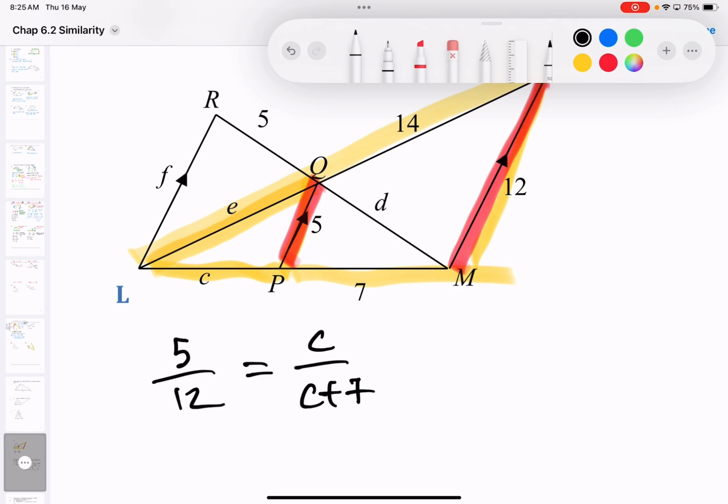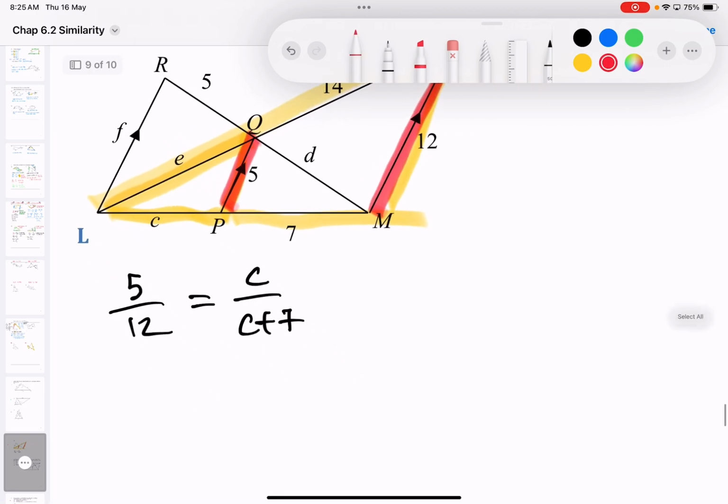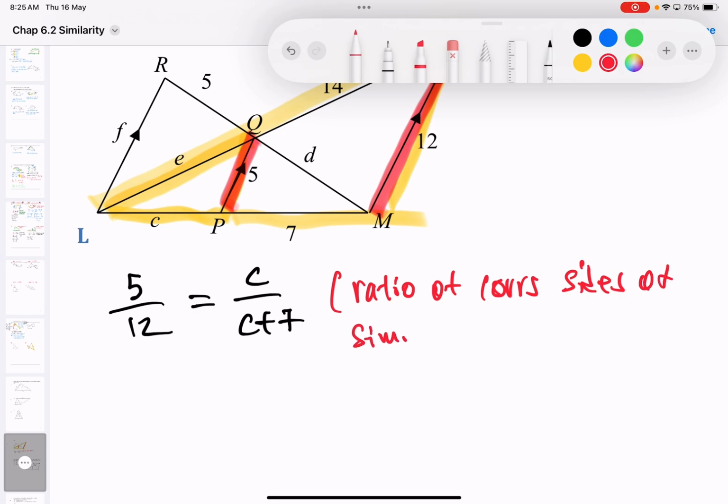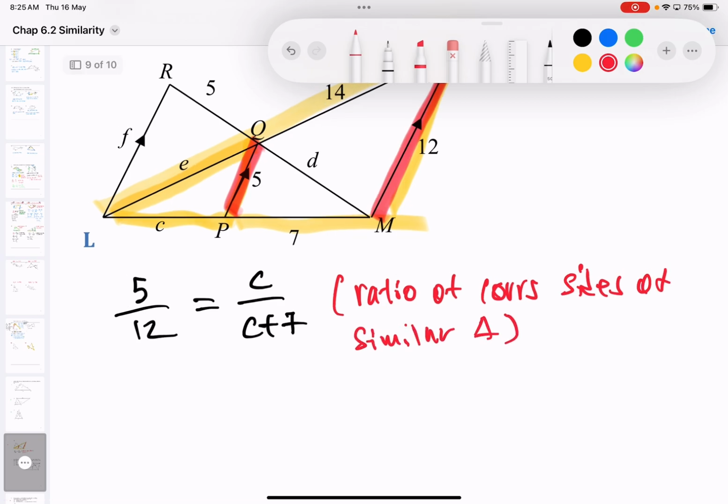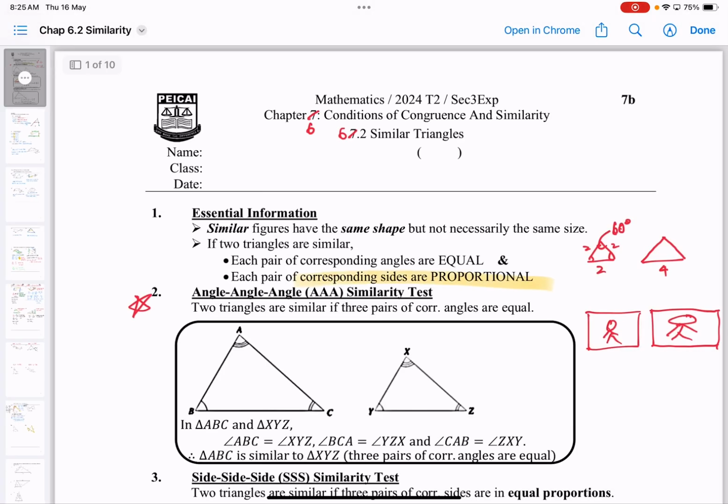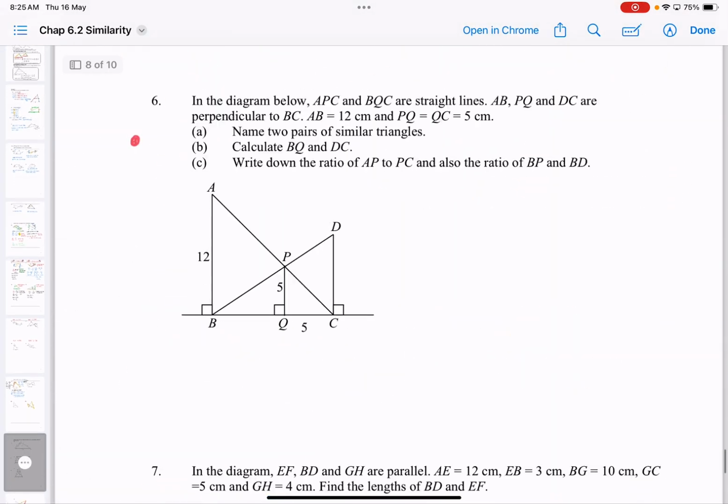And what is the reason? How come I can just straight away conclude that this is equal to this? Ratio of corresponding angles of? Yes. You guys hear that? It's quite lengthful. Okay, but you do have to write it down, alright? So this is the ratio of corresponding sides of similar triangles.